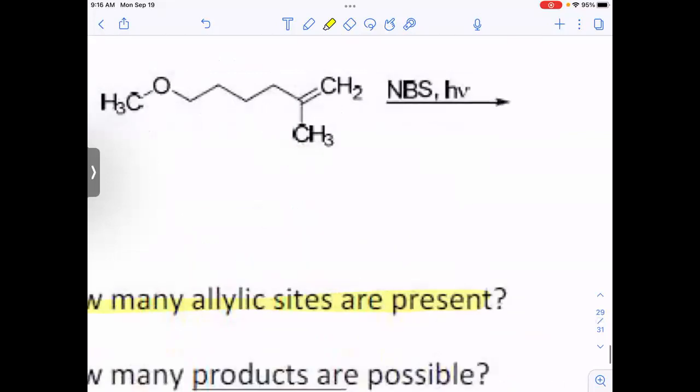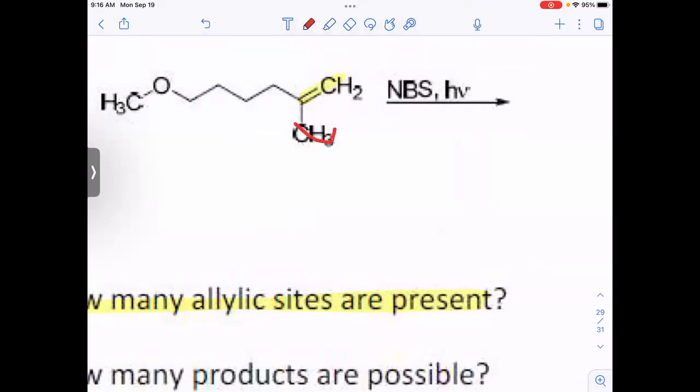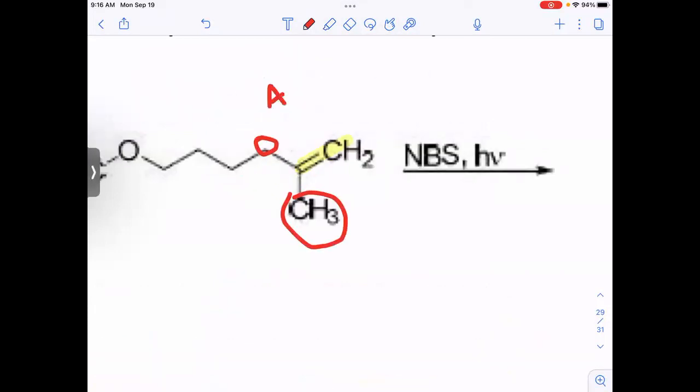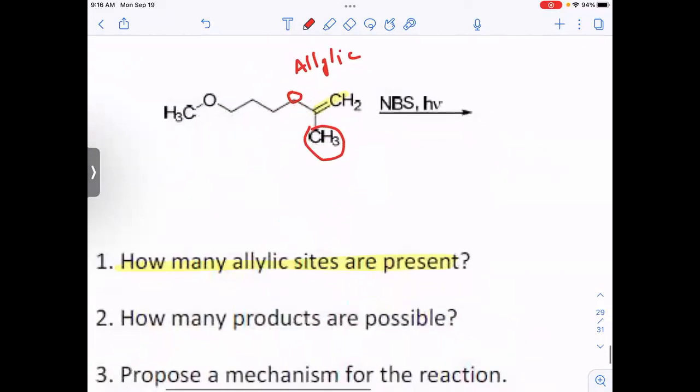So the way to identify the allylic site, find your double bond, and then look for carbons that are attached to it, right? So this site will be allylic. And so with this carbon right here. All right. All allylic means is adjacent to a double bond. So how many allylic sites do we have?